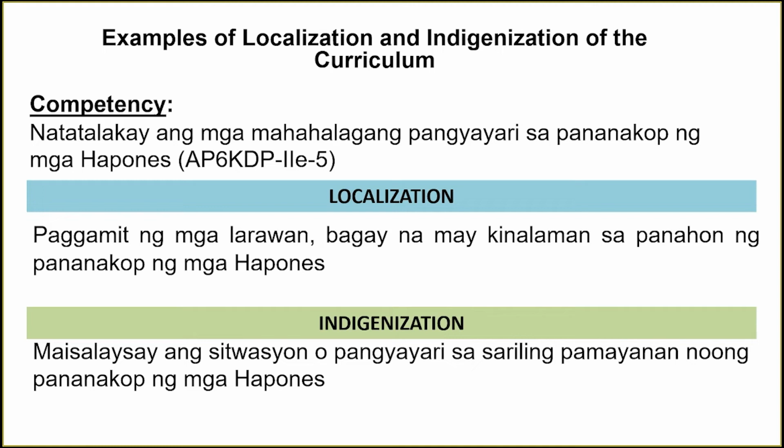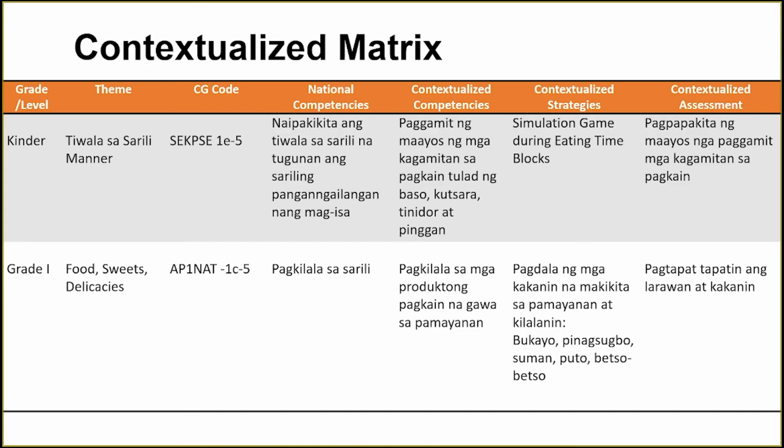In localization, you only utilize the picture, something physical, something that is seen in the community. If there's a canon left there by the Japanese Filipino War, but in indigenization, you deal with common practices, cultural practices. Now, how do we contextualize? We have a contextualized matrix that you can use. If you wanted your people to really do it, and then you wanted it to be implemented in your school, then you can do this one.